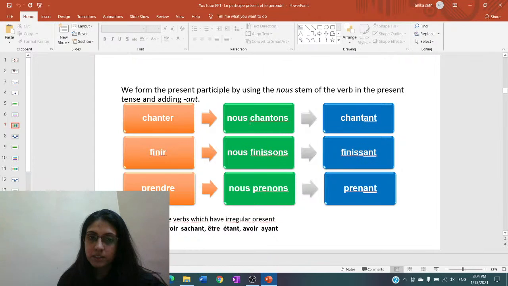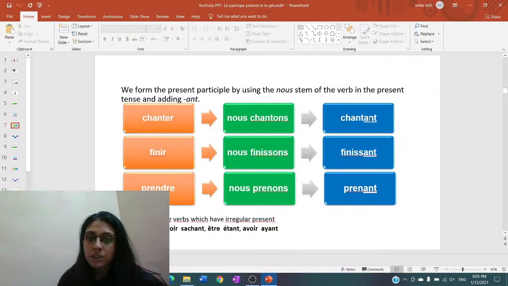Conjugate the verb in the present tense, nous form. So the present tense conjugation is nous chantons. Now remove the ons from the conjugation of the verb and replace it with ant. First step, conjugate the verb in the present tense with the nous subject pronoun. Second step, remove ons from the conjugation and replace it with ant.